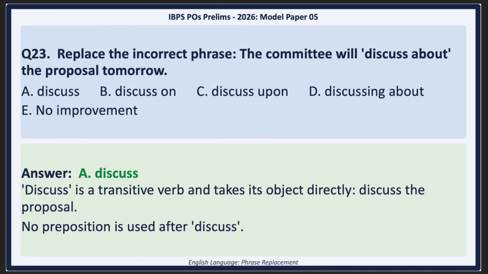Transitive verbs transfer their action directly to an object without needing a prepositional bridge. You just discuss the proposal. So a transitive verb is like taking a direct flight. You don't need a layover, you just go straight to your destination.